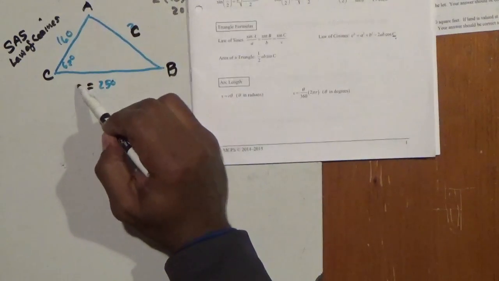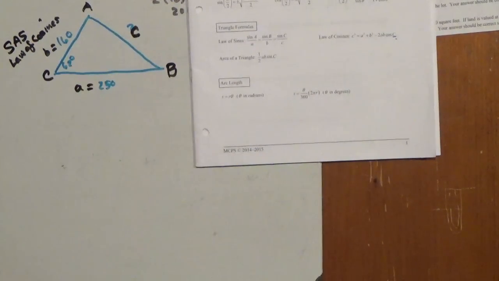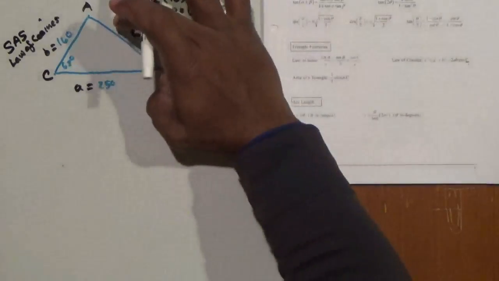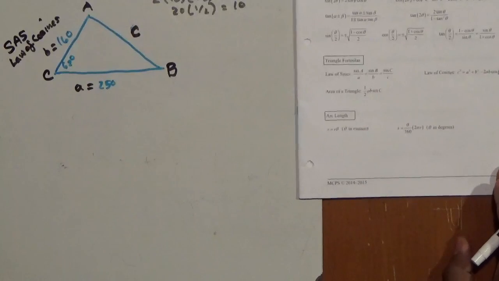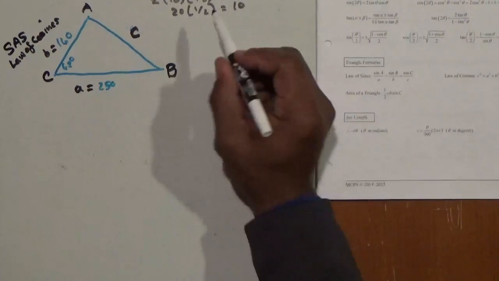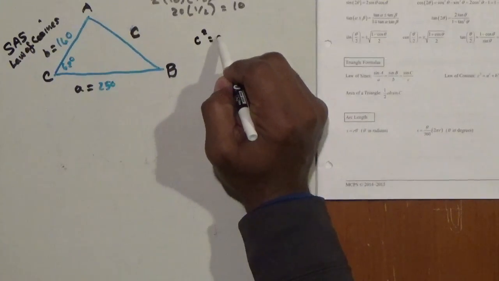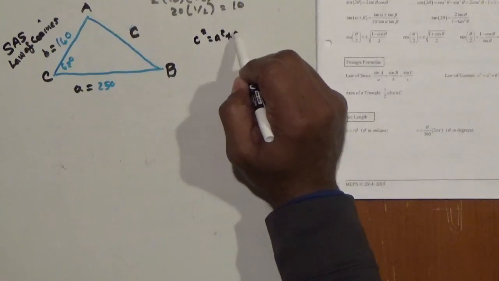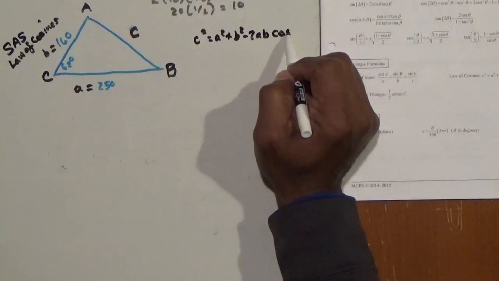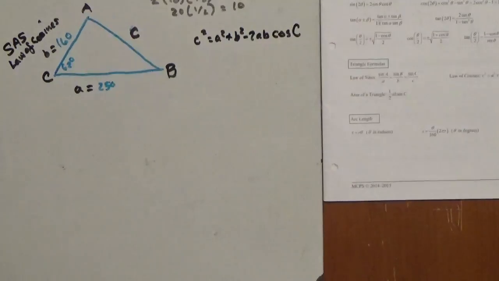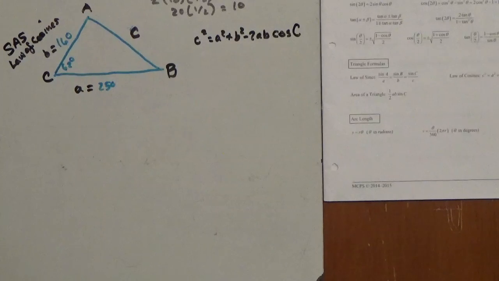Let's just call this A and this B, and then we're using the formula. The formula for the law of cosines says small c, or the side c squared, is equal to a squared plus b squared minus 2ab cosine angle C. And we have all of this ready for us.